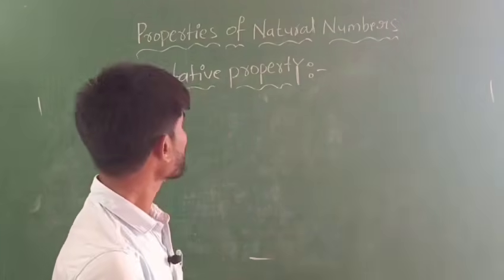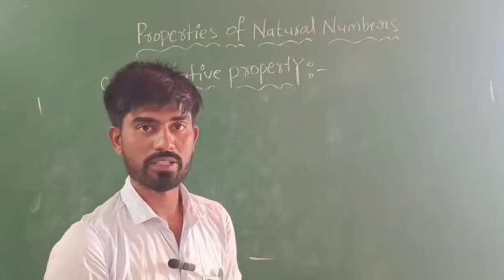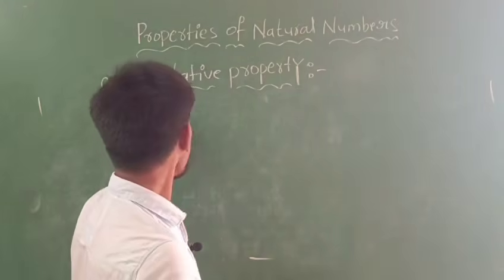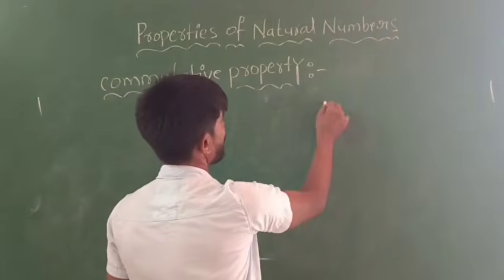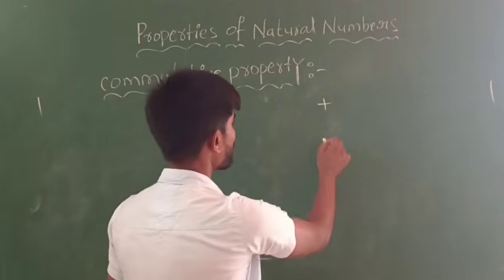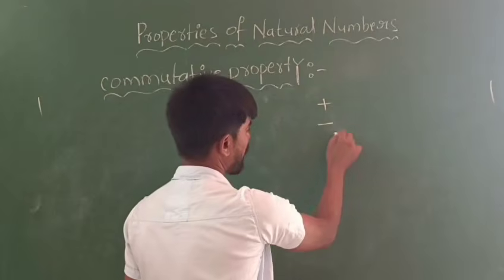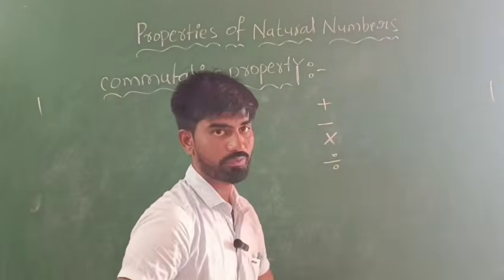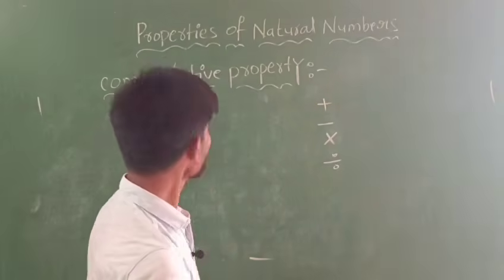Here the commutative property is divided into four kinds: commutative property under addition, commutative property under subtraction, commutative property under multiplication, and commutative property under division. Now we are going to discuss each one.